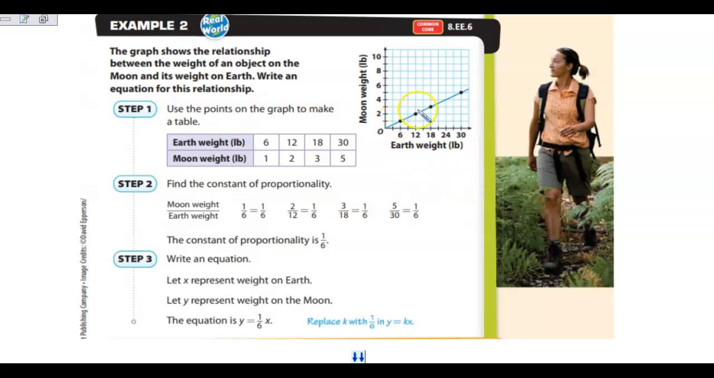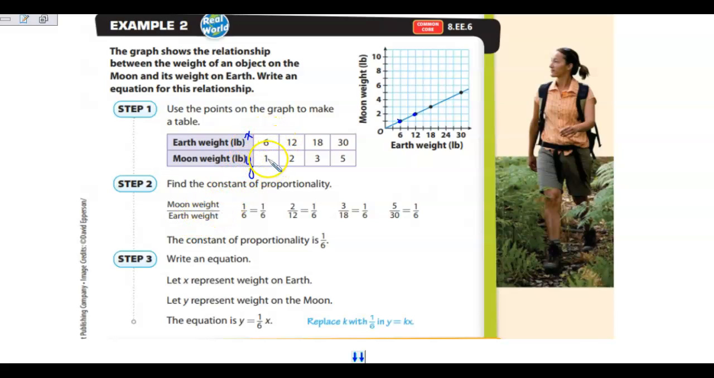So what they do is they give you a line on a graph, and then you have to find points that you can use. And so this one would be at 6, 1. This one would be at 12, 2. This point is at 18, 3. And this point here is at 30, 5. We can use these to find the constant of proportionality, remembering that the weight is our x-axis and the moon weight is our y-axis.